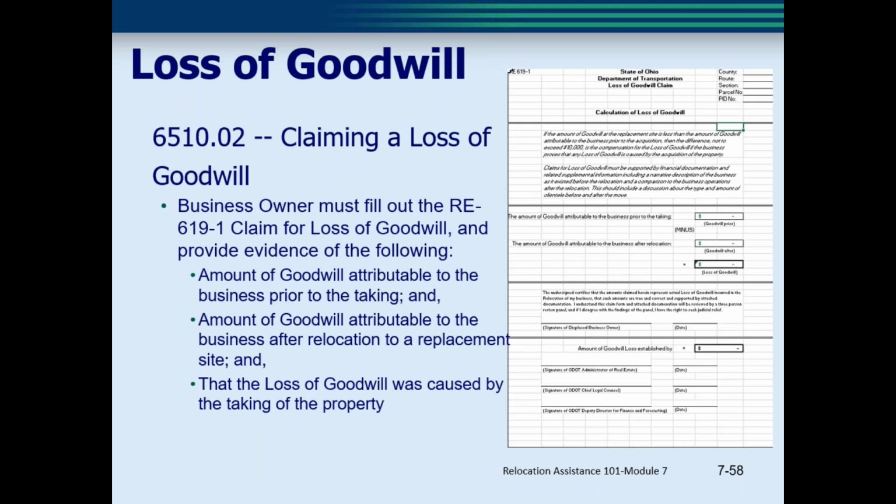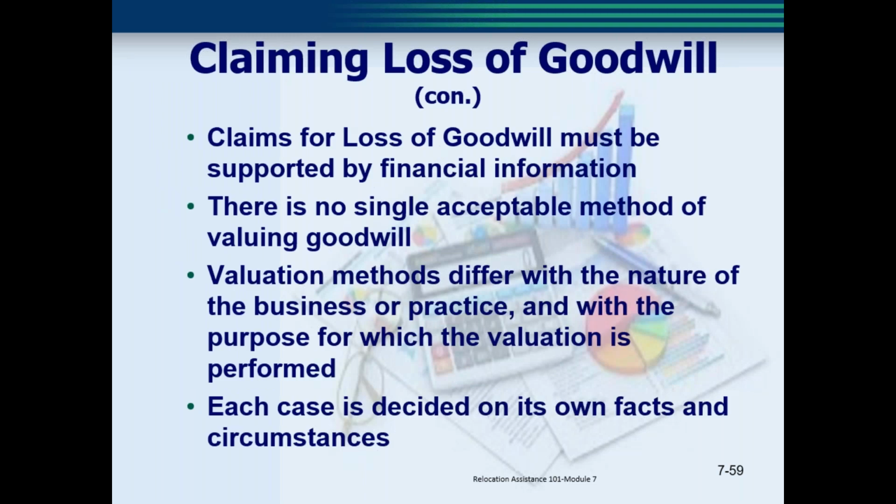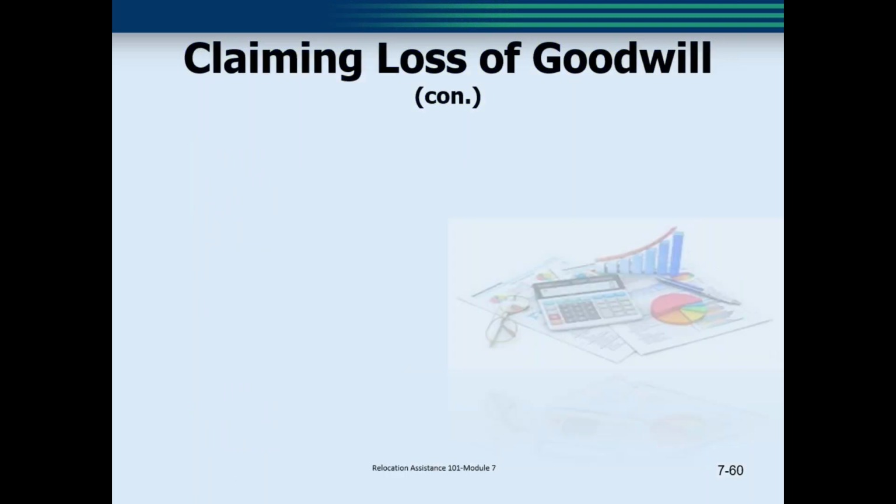So I do have up on the slide so you can see what the form does look like. It is on ODOT's website. So there is no set format or specific criteria required for this claim. Other than the business owner filling out the 619-1, it's up to the business to decide what supporting information they compile and submit for the claim.